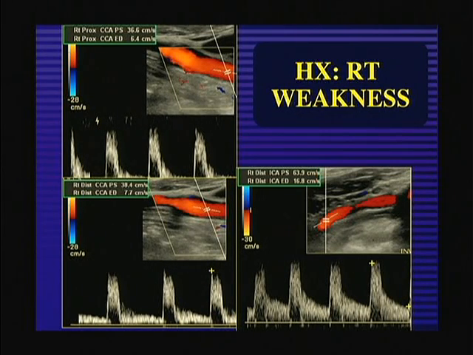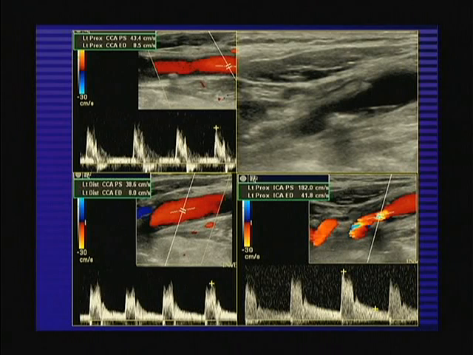Next patient presents with a history of weakness on the right. Proximal common has a velocity of 37. Distal common is 38. And the ICA is 64. Relatively low velocities. We don't see a lesion. We go to the left side, and looking at the grayscale image, we see that there's focal calcified plaque that's occurring in the proximal internal carotid artery. The velocity in the proximal common is 43. In the distal common, it's 39. And in the region of the plaque, it's 182.